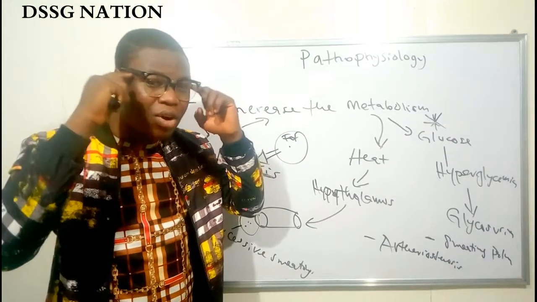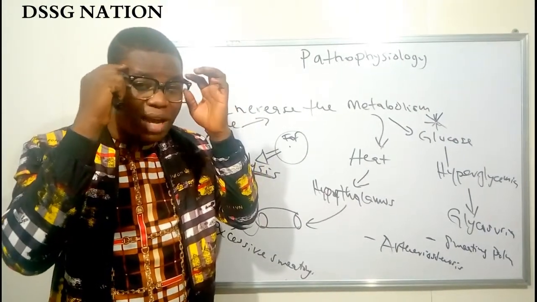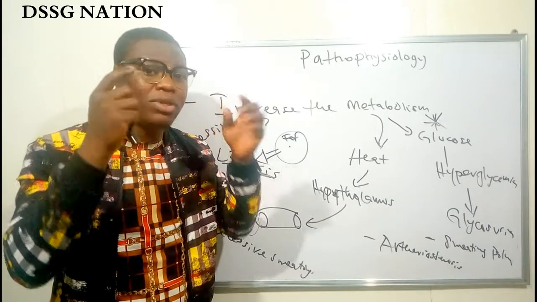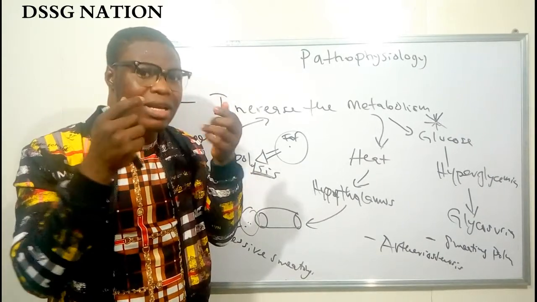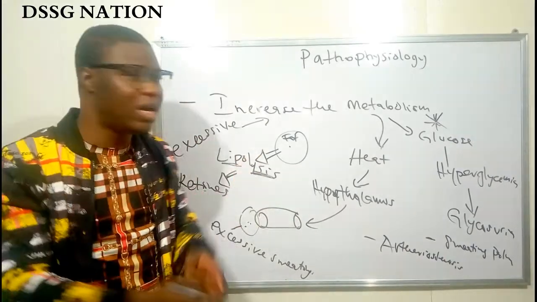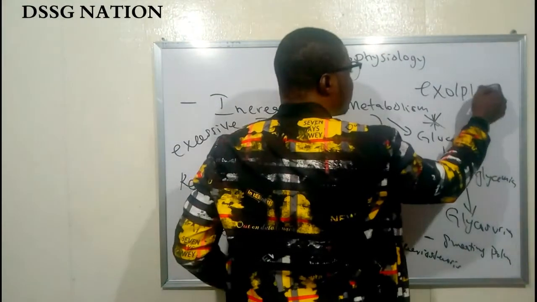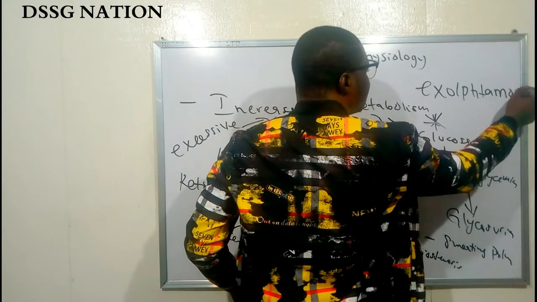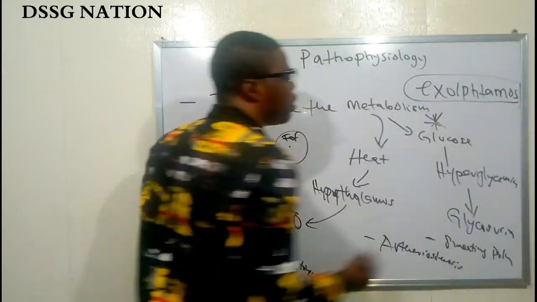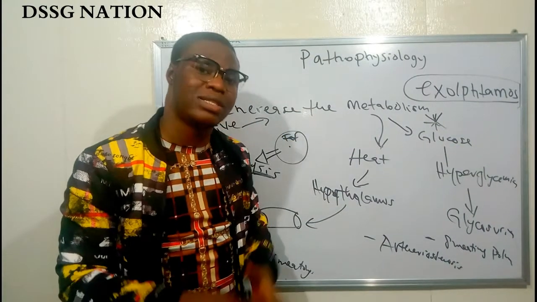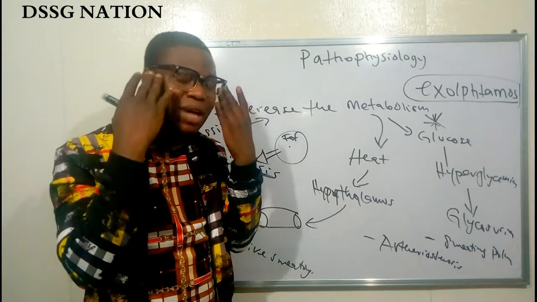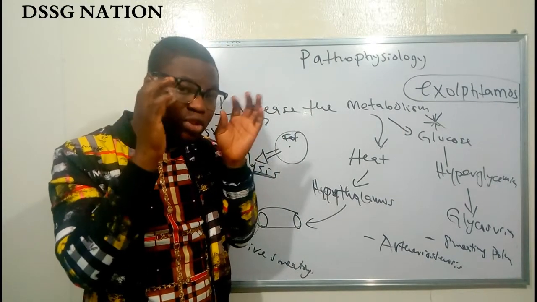So if fat is accumulated behind the orbital cavity, what's going to happen? Those fats are going to push the eyeball of the person forward. And that is what we call exophthalmos. So one of the causes of exophthalmos is that the fat can do what? Can deposit behind the orbital cavity, and then it's going to push the eye forward.